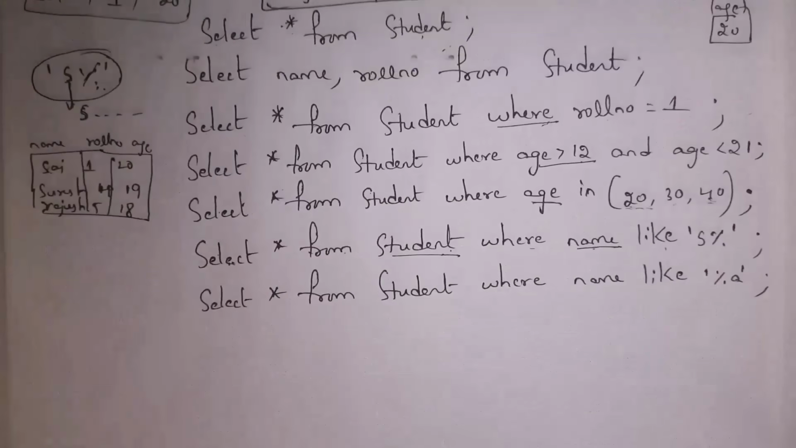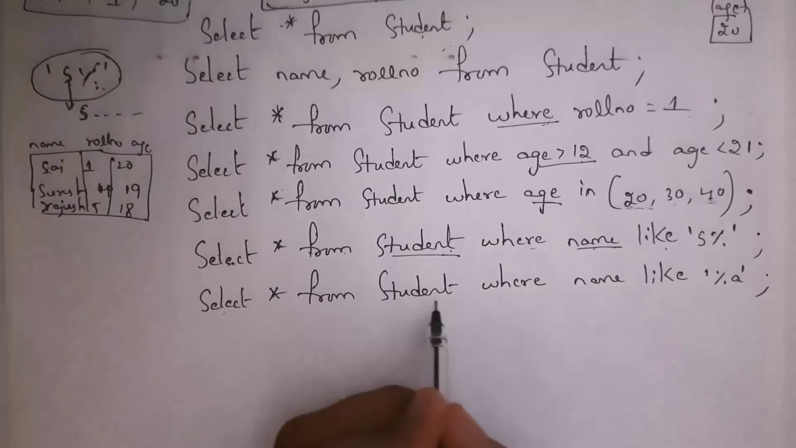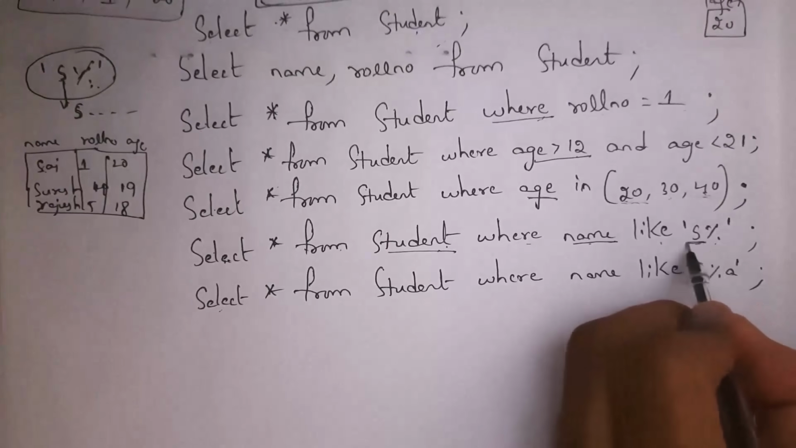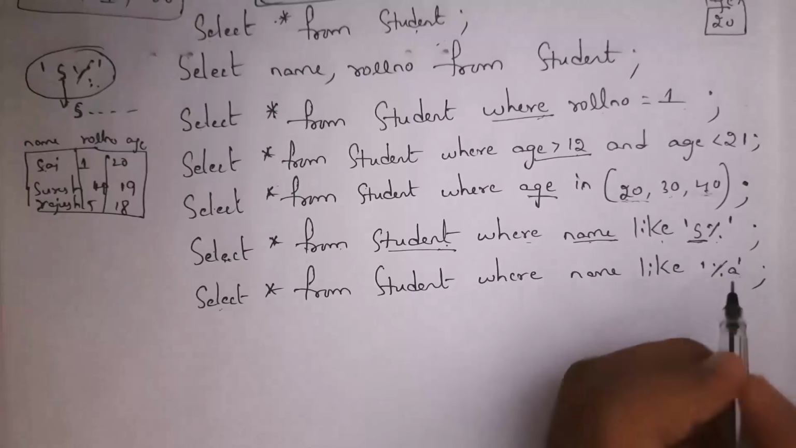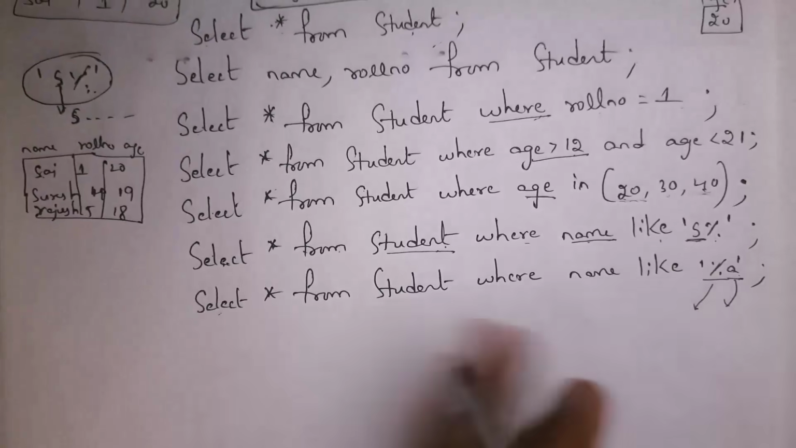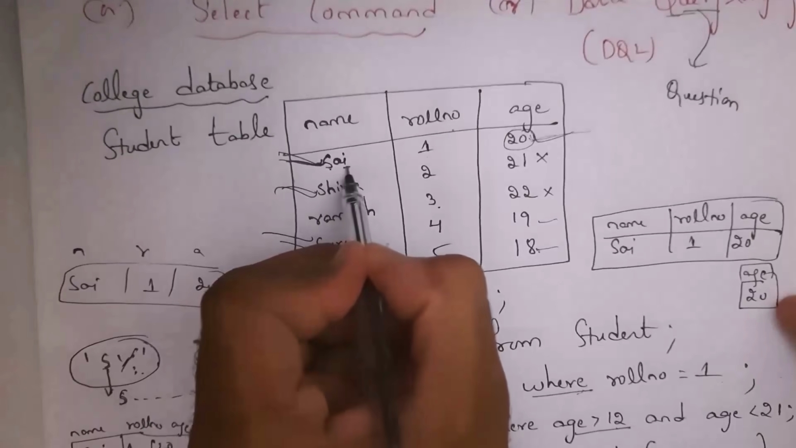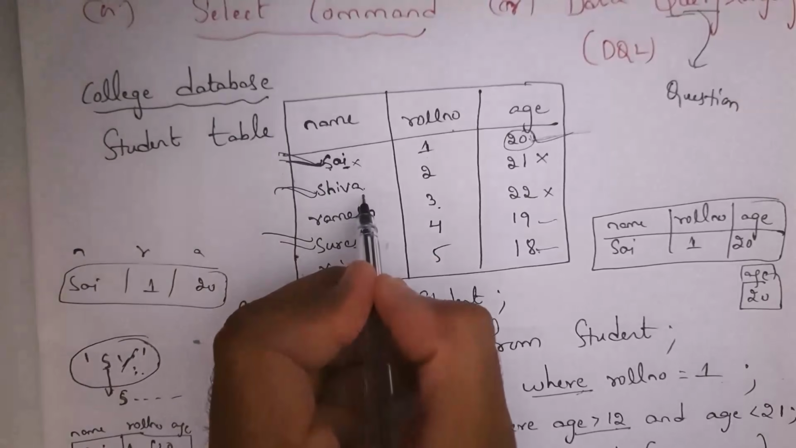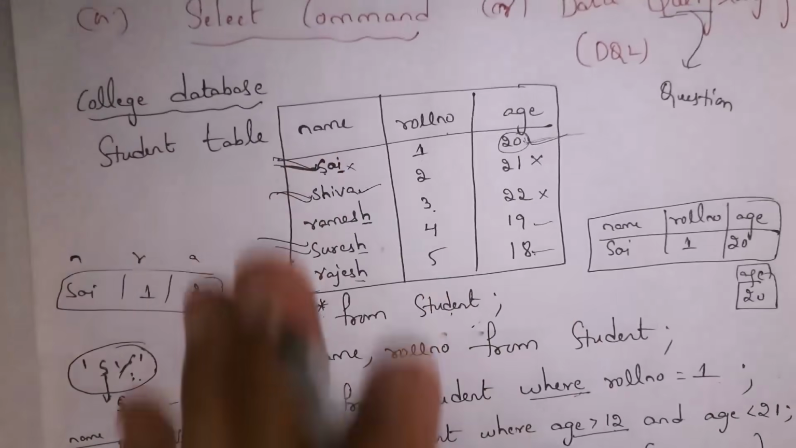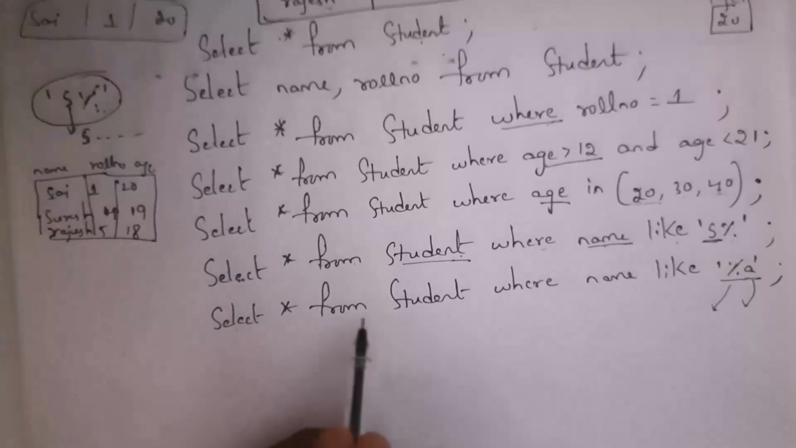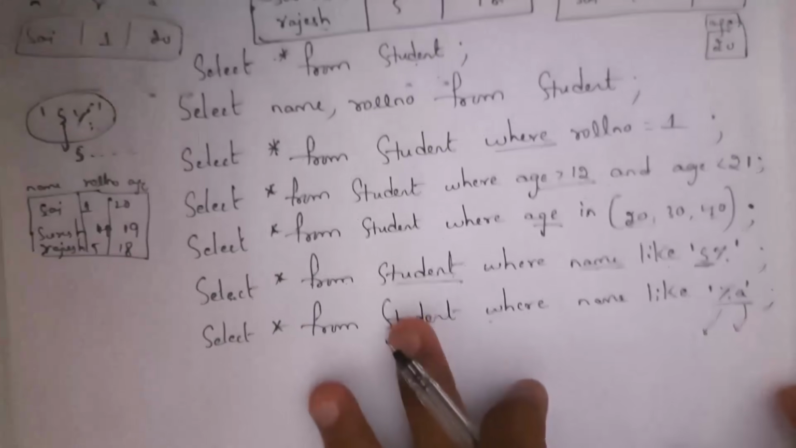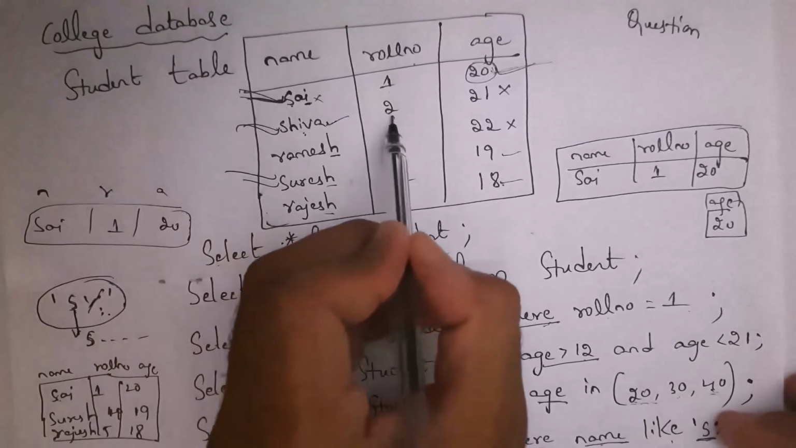This is my output. Next I have written select star from student where name like. The first time I wrote S percentage, that means the starting letter must be S. This time I have written percentage A, that means any starting letters are accepted but the last letter must be A. If you observe this table, for Sai the last letter is I, not accepted, and for Shiva the last letter is A, so it is accepted, and H, these 3 are not accepted. So whenever I write select star from student where name like percentage A in quotations, it will display the output, that is name Shiva, roll number 2 and age 21.